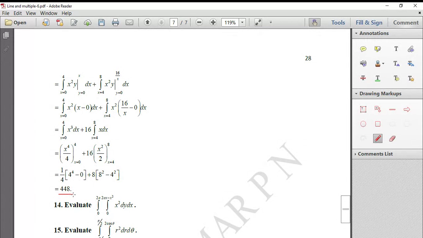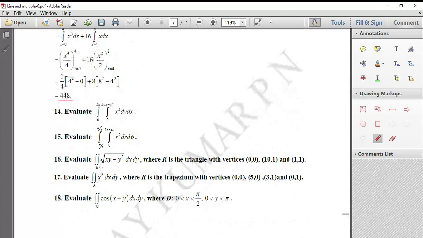Now this is how you have to identify the region, and depending on the region, you have to find the area. I have given a few problems. You write them as assignment. We'll continue in the next session. Thank you.